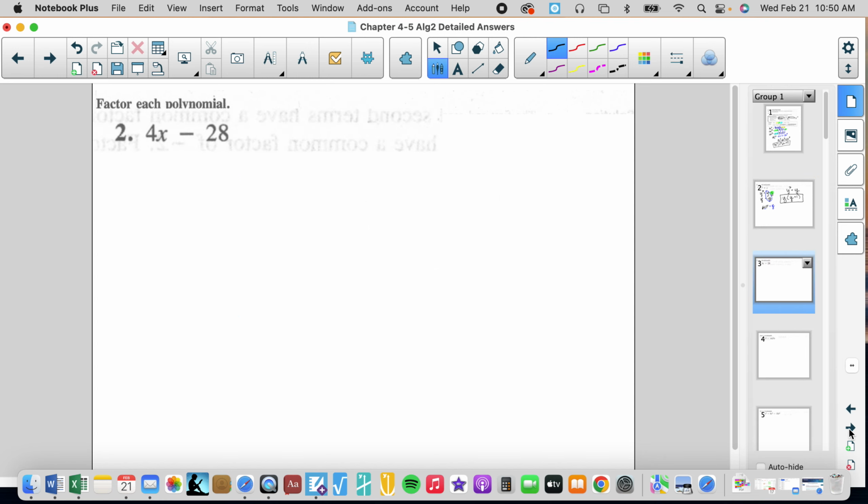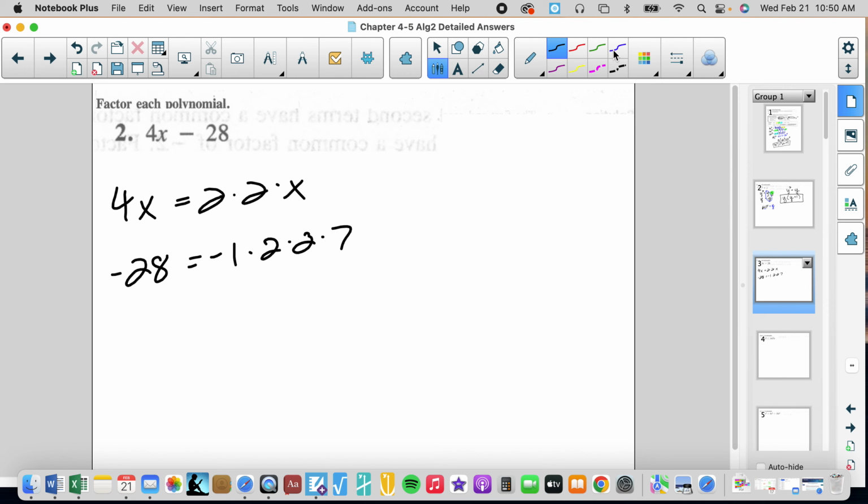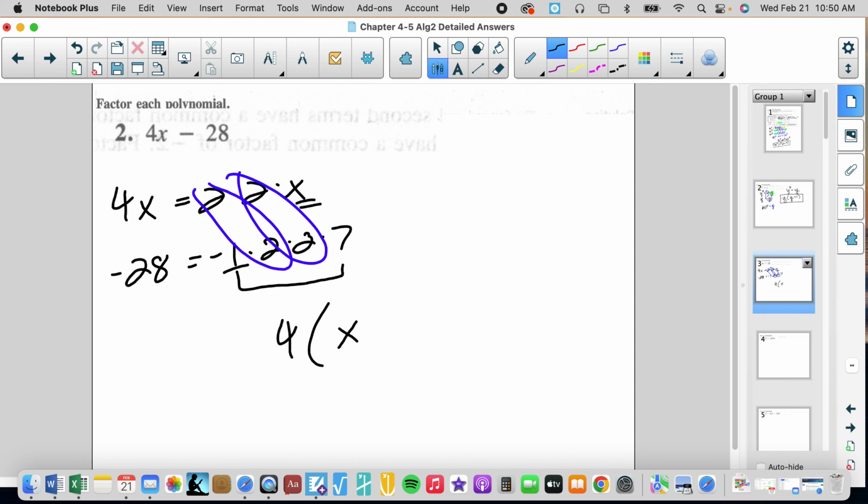So we have 4x minus 28. Prime factorization: 4x, negative 28, which is negative 1 times 2 times 14 times 2. What is my GCF? I have two 2's, so my GCF is going to be a 4, not a 2. I can factor out a 4. What am I left with? I'm left with x minus 7. That is how we factor polynomials.